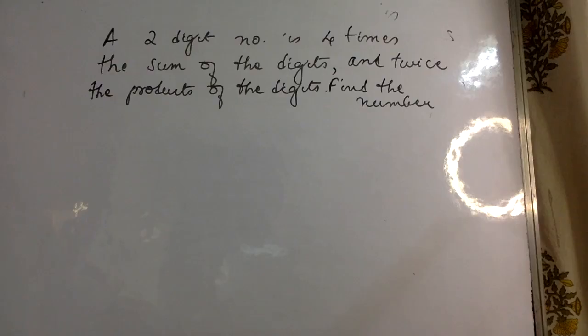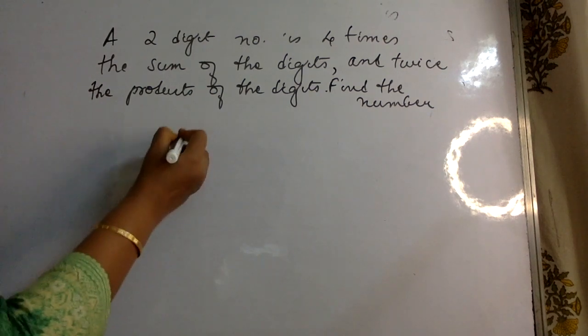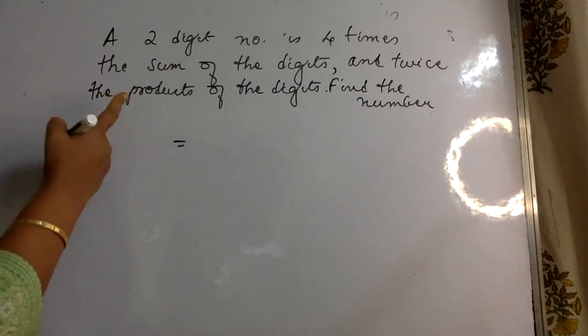A 2-digit number is 4 times the sum of the digits and twice the product of the digits. Find the number. Now, here we have a 2-digit number question which many of you have a lot of difficulty in. Now, how to represent a 2-digit number? A 2-digit number is represented like this.